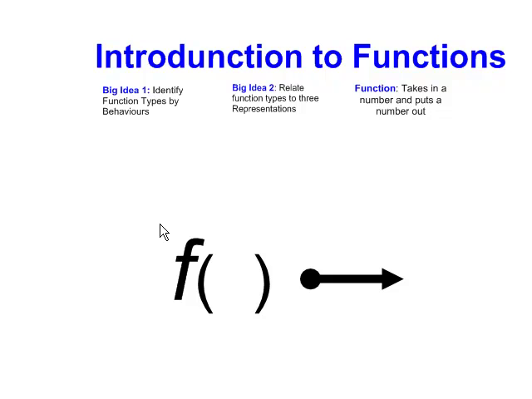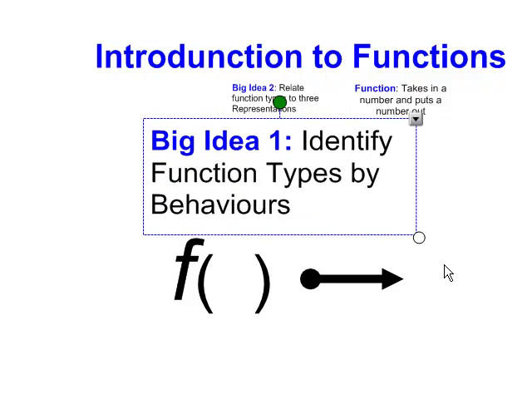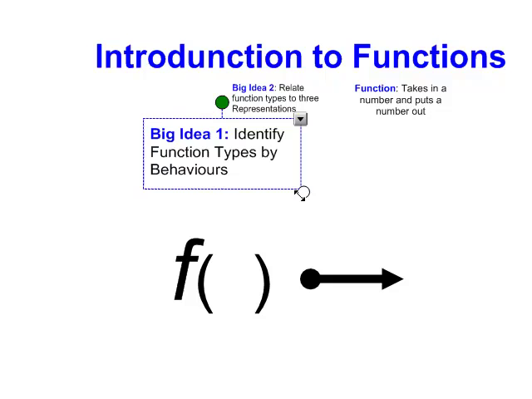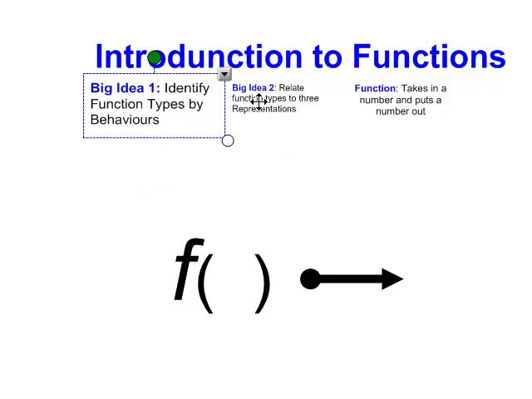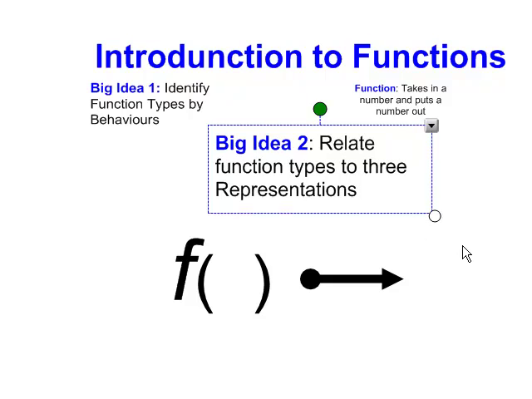And so in this exercise, you're going to be introduced to 4 different function types, and you're going to be identifying those function types by their behavior. So that's big idea number 1. Big idea number 2, you're going to be relating the function types to their 3 representations. And so we're going to be looking at the numerical model, the graphical model, and of course the algebraic model.